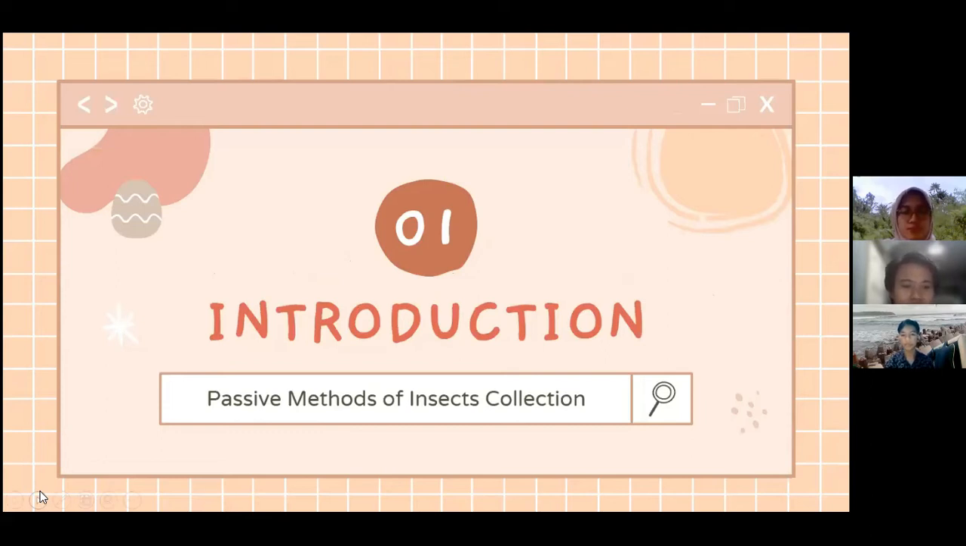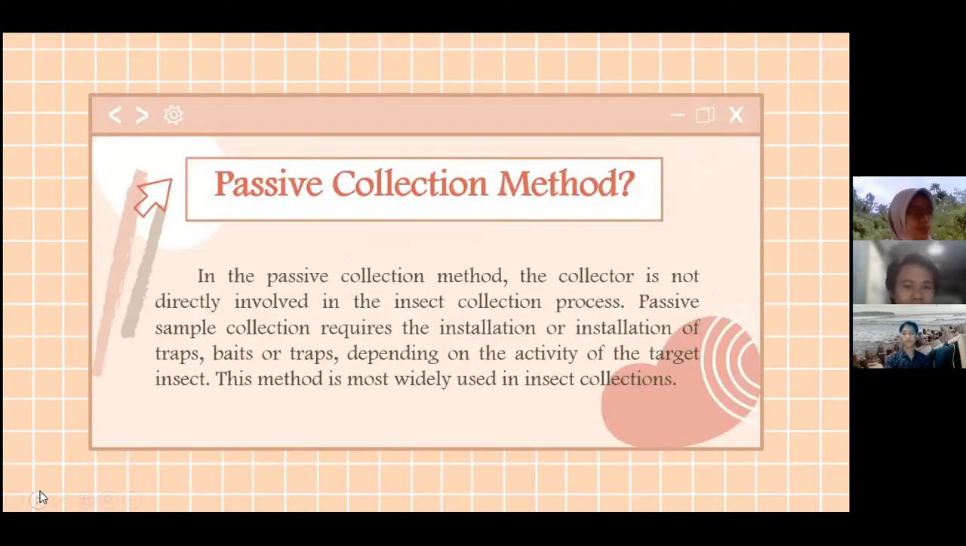The first is introduction. What is the passive method of insect collection? In the passive collection method, the collector is not directly involved in the insect collection process. Passive sample collection requires the installation of traps or bait, depending on the activity of the target insect. This method is the most widely used in insect collection.